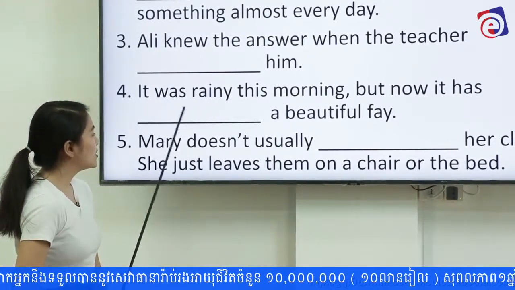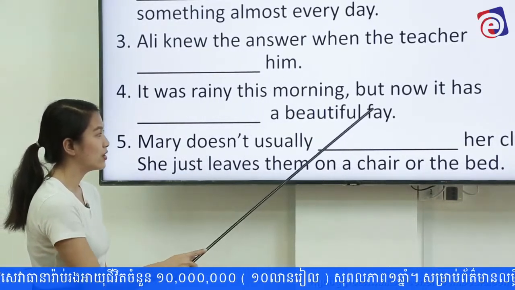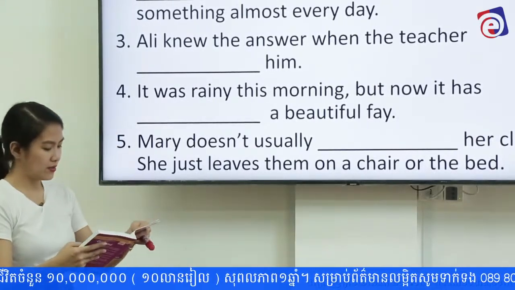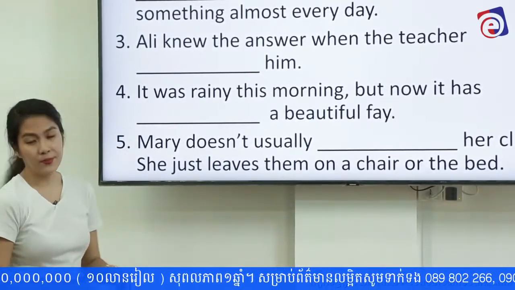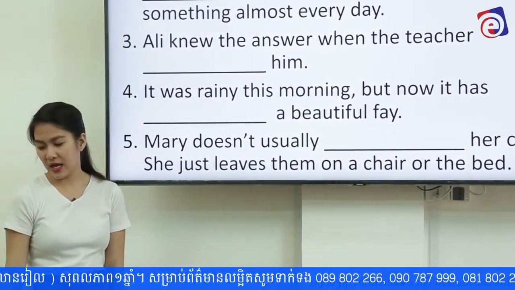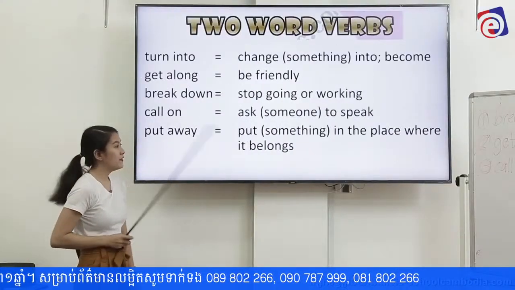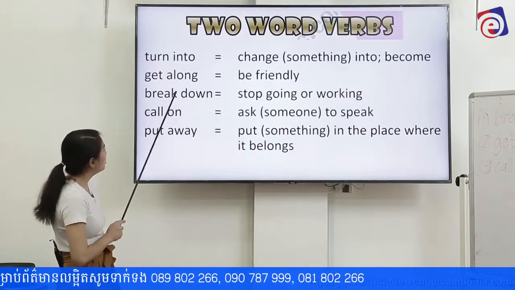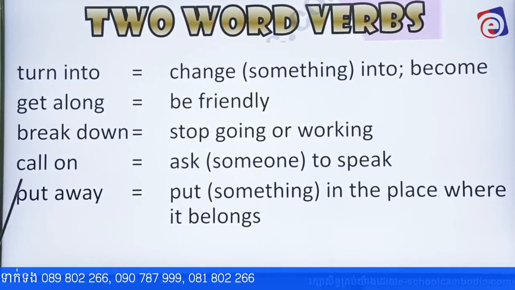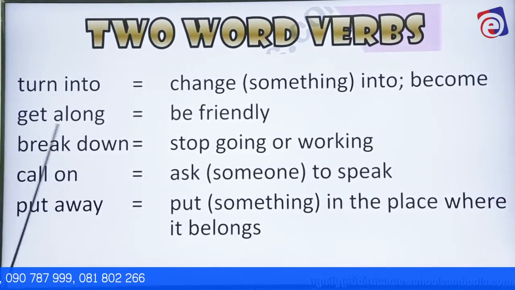Number 4, it was rainy this morning, but now it has blank a beautiful day. Sorry guys, this is day. So what is your answer? Number 4, it was rainy this morning, but now it has blank a beautiful day. So we're finished with get along, break down, call on. So you choose from turn into or put away. So the closest answer is turn into.